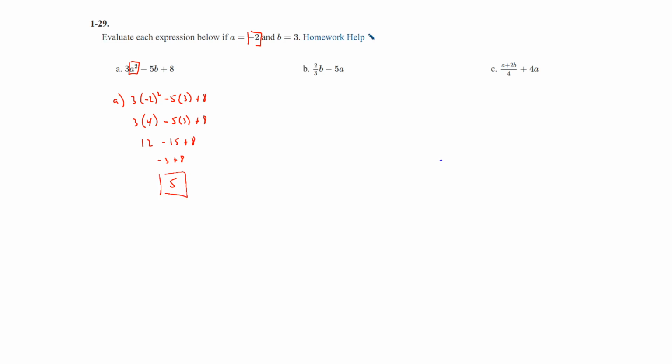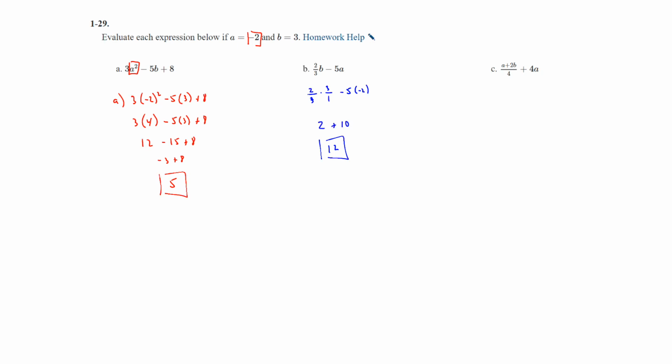On B, we have 2/3 times b, which is 3, so I'll do that 3/1. Minus 5 times -2. So 2/3 times 3 would be 6/3 or 2. And that's a -5 times a -2, so that's a positive 10. So 2 plus 10 is 12.